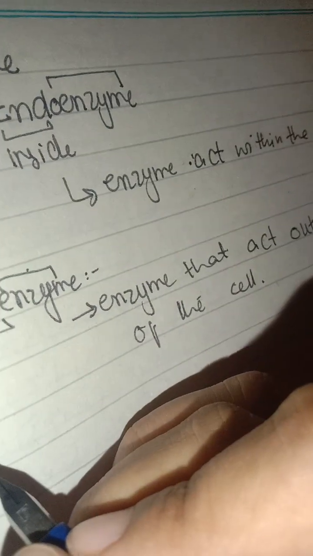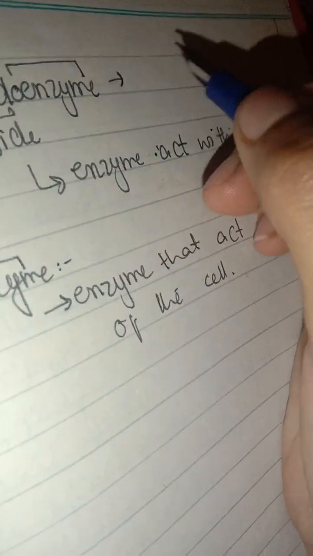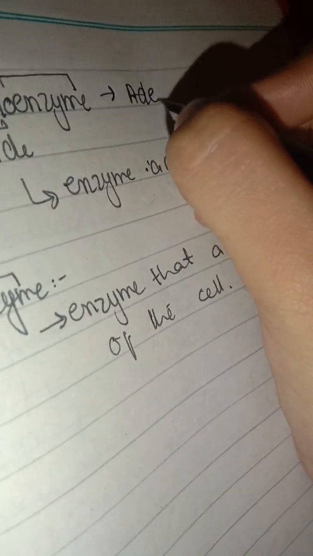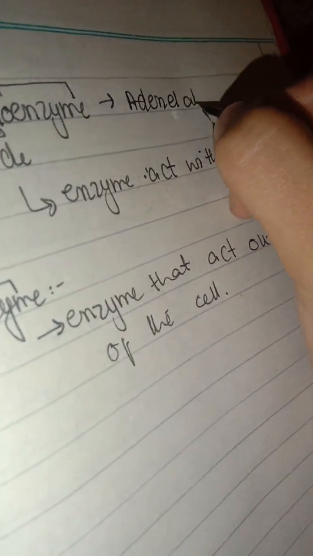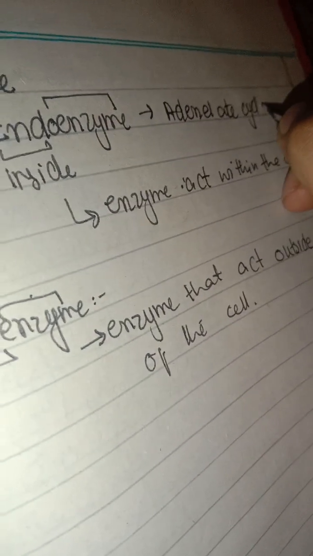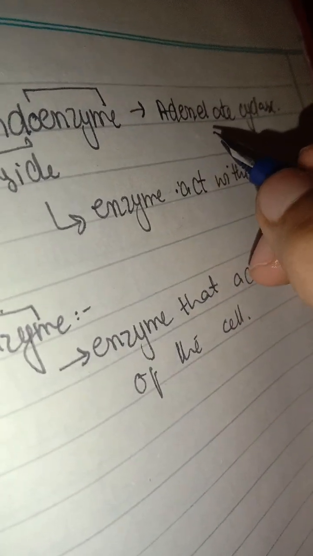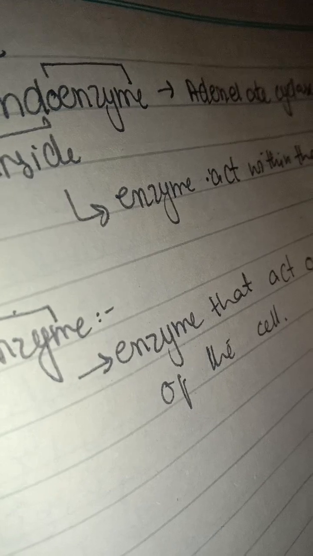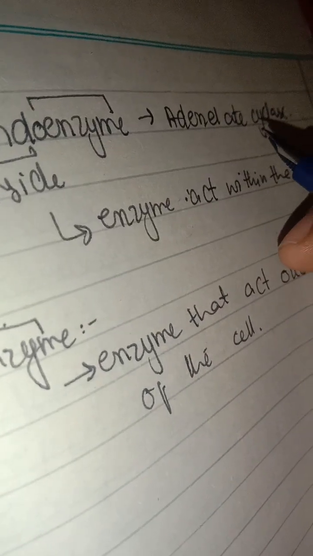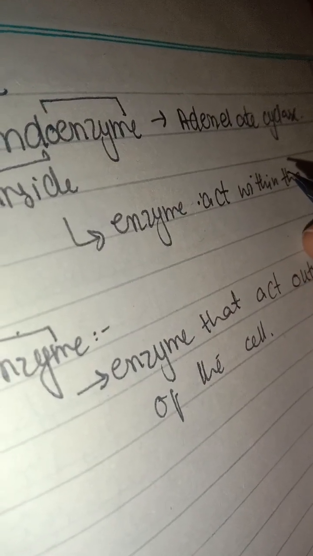Okay. An example of an endoenzyme is adenylate cyclase. Adenylate cyclase speeds up the reaction in human cells.